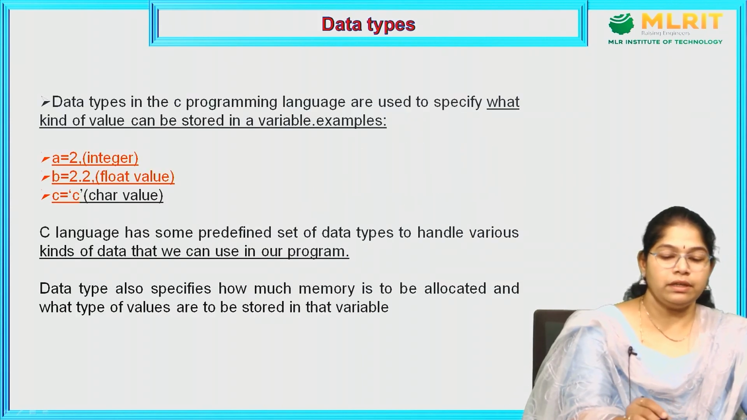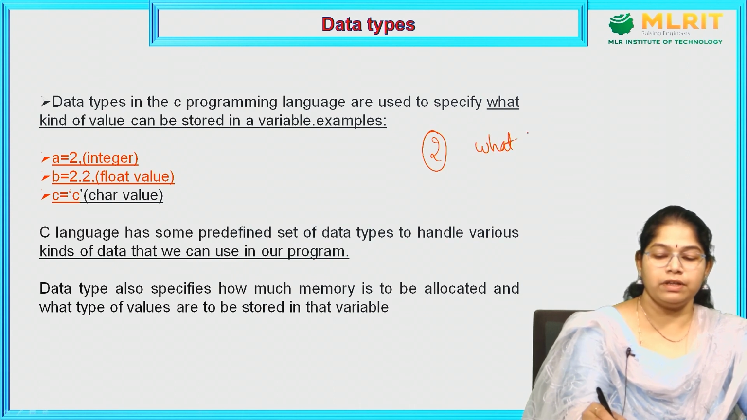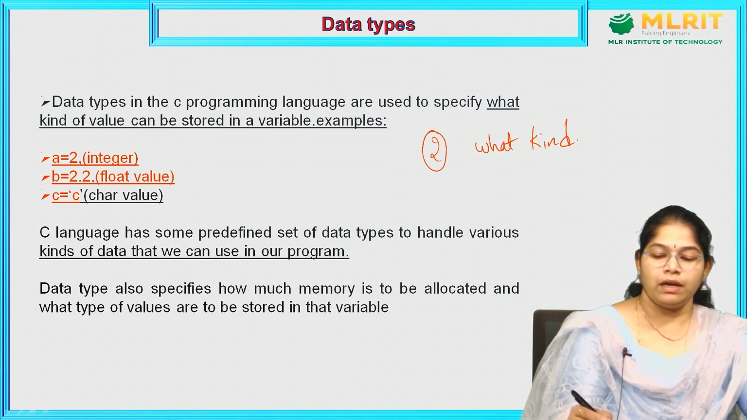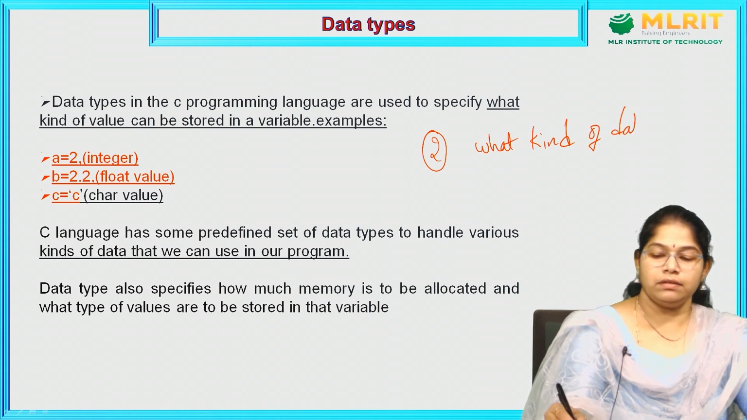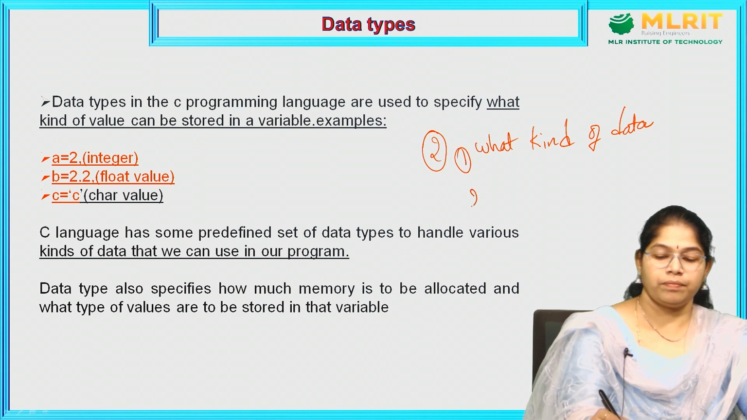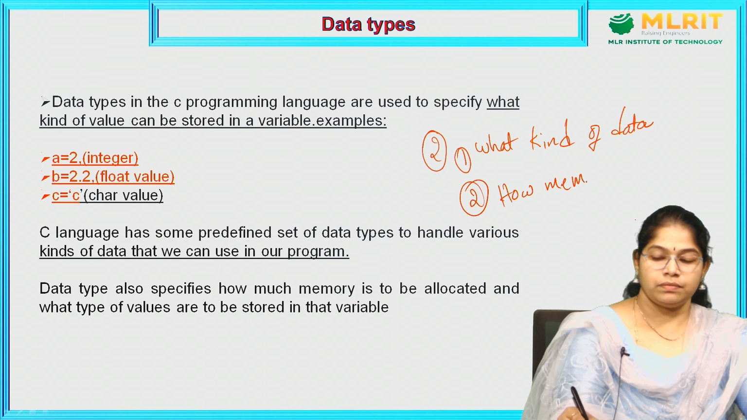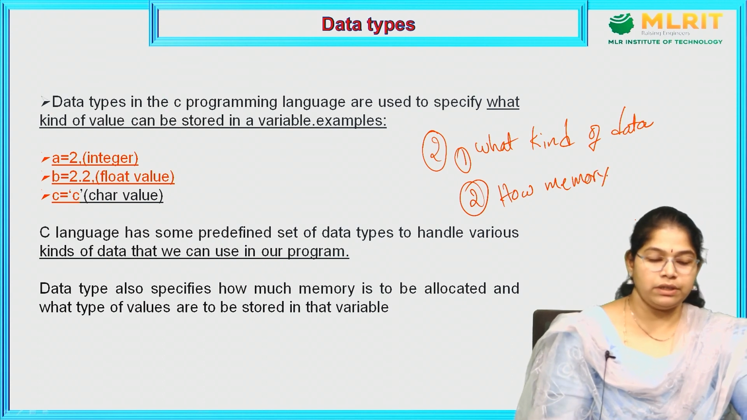Here a data type specifies two things. One is what kind of data we are storing in a variable, and how much memory is allocated to that variable.